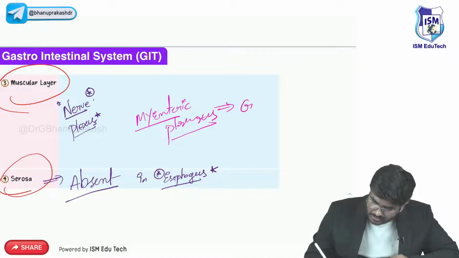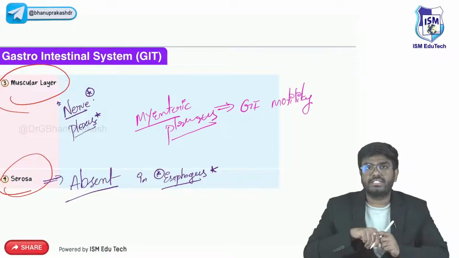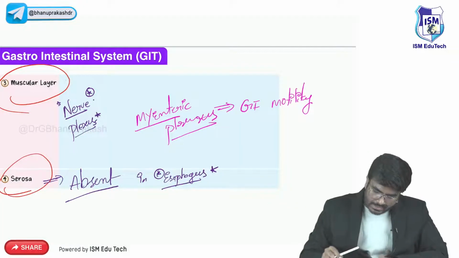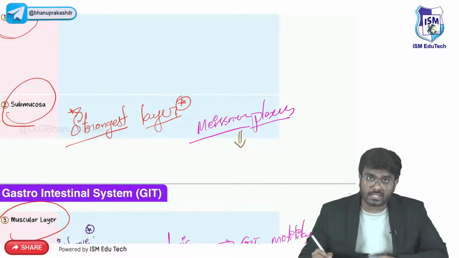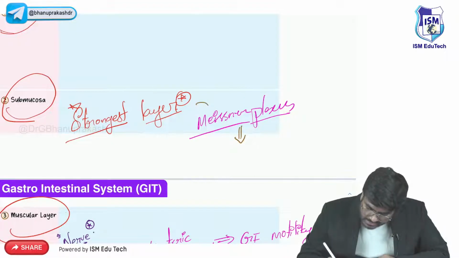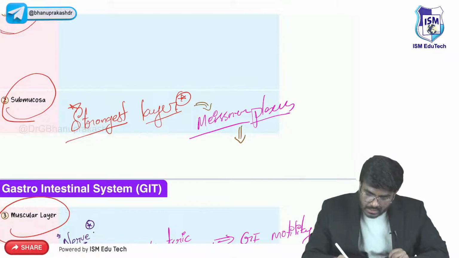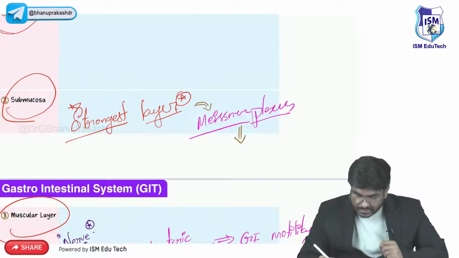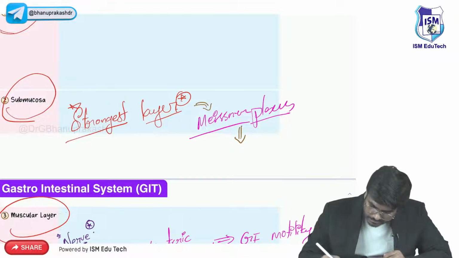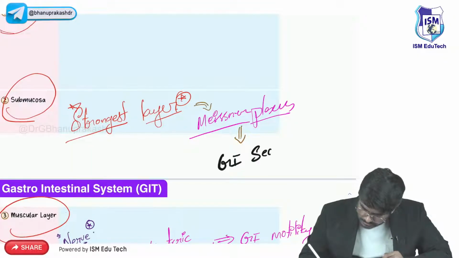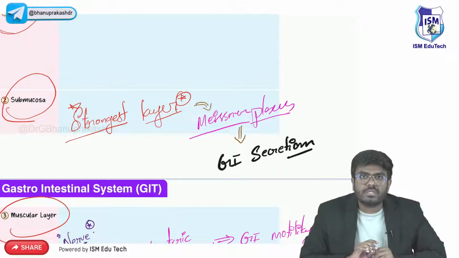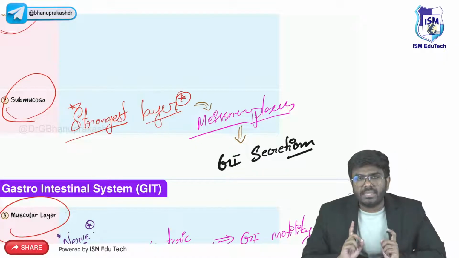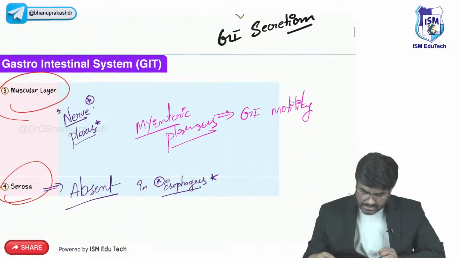Myenteric plexus helps in GI motility, GIT contractions. This Meissner's plexus, what does it help in? The Meissner's plexus is also called the submucosal plexus. It is present in the submucosa, right? So it's also called the submucosal plexus. It helps in GI secretions. So Meissner's plexus is present in the submucosa, that's why it is also called the submucosal plexus. Meissner's plexus helps in GI secretions.